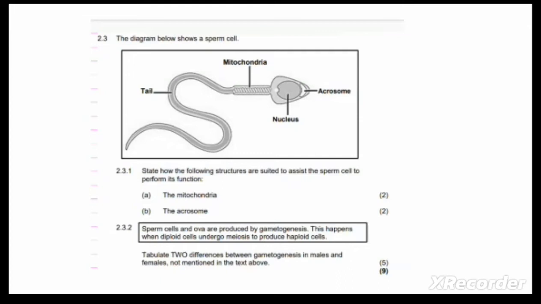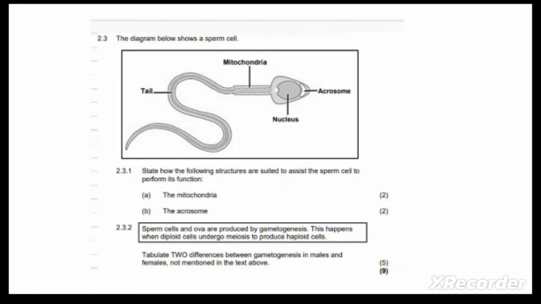B, the acrosome. It contains an enzyme to dissolve the outer membrane of the ovum. The acrosome helps the sperm to penetrate the ovum for the sperm cell and the sperm nucleus to enter the ovum for fertilization. So let's look at the last question.